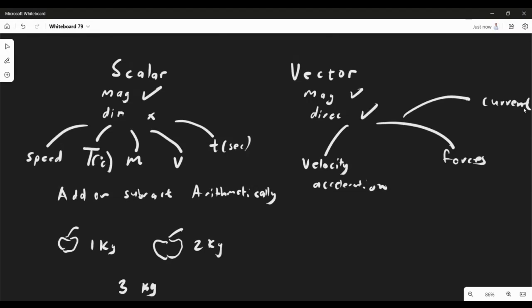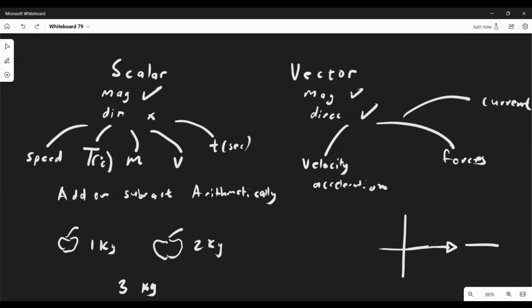And we cannot simply add them. For instance, if there's one car going this way and another car going that way, let's say one is going 20 kilometers and the other 50 kilometers, and I ask you what is the total speed of the two cars, you're going to say to me 70. It's not possible because they're going in different directions. That'll only apply if the one car, for instance, was going in the same direction. Maybe you can add it.